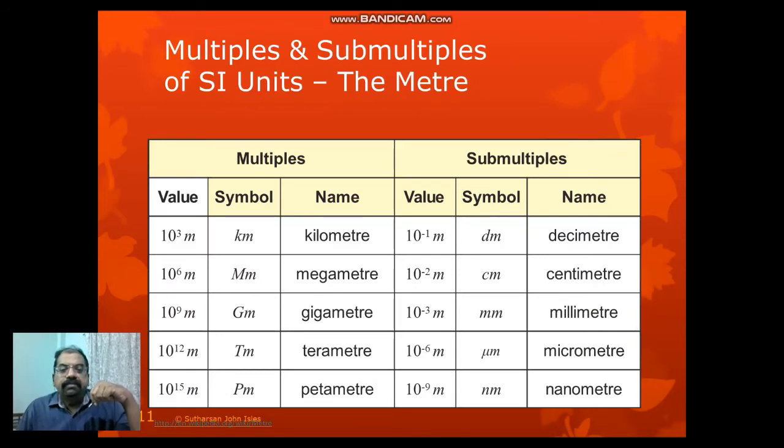Multiples and submultiples, please go through this table once. 10 to the power 3 meters is 1 kilo, that is, 1 kilometer. 10 to the power minus 1 meter is a decimeter. Okay, go through this once.